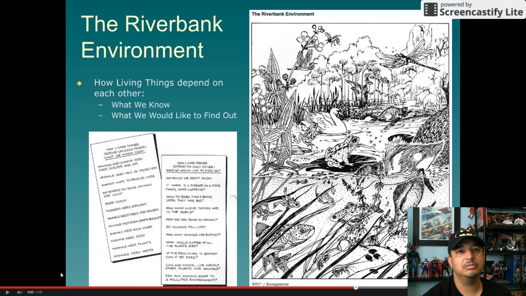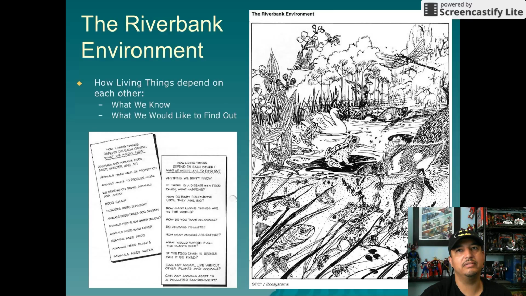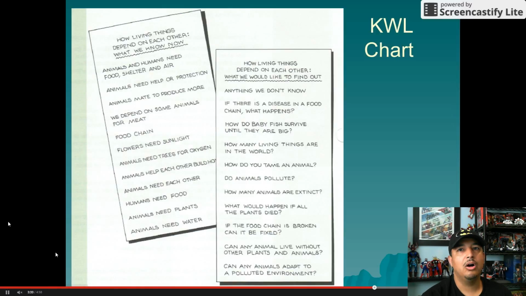And lastly, do not forget to go back to the KWL chart created at the beginning of the unit and see what new understanding students have based on the ecosystems unit. Okay, that just about wraps up the ecosystems unit.